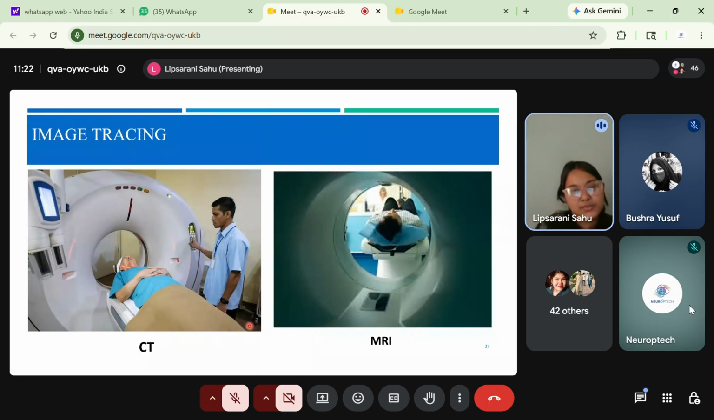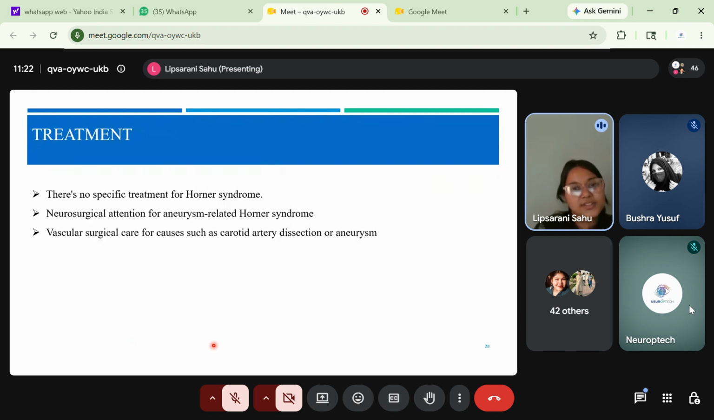So there are two types of imaging we can suggest for the patient: CT and MRI. In CT and MRI, we can see the tumor, lesion, etc. in the patient's reports. So what are the treatments for Horner syndrome? There is no specific treatment for Horner syndrome.